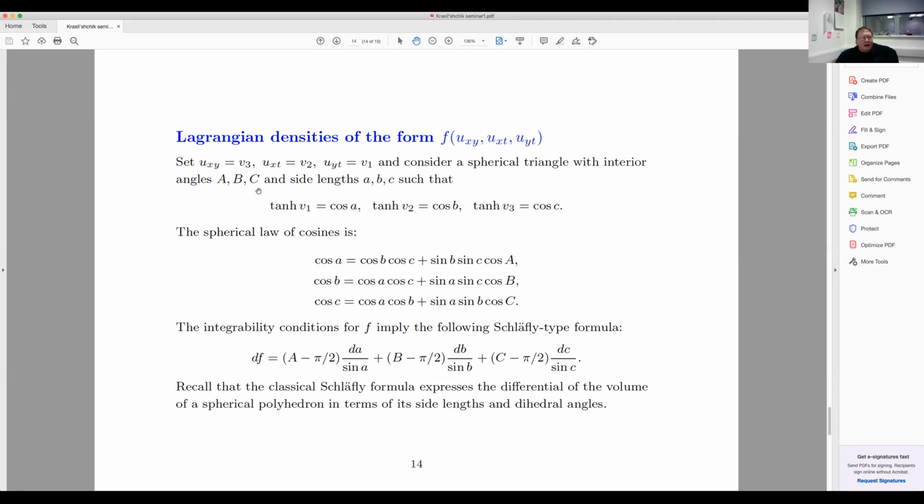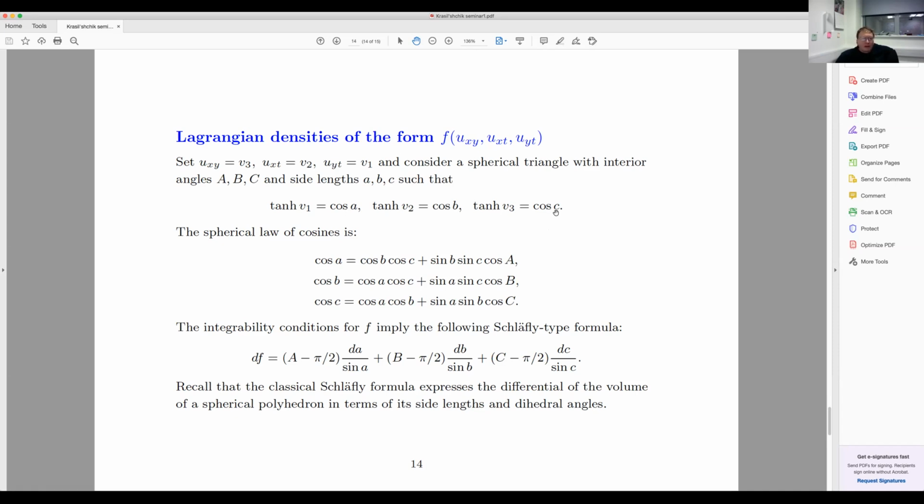Okay, then let me introduce variables a, b, and c by these formulas. Quite sophisticated, tricky formulas. You have trigonometric functions on the right and hyperbolic functions on the left. But you see, we know v1, v2, v3. So via these formulas, we now know a, b, and c. Small a, b, and c.